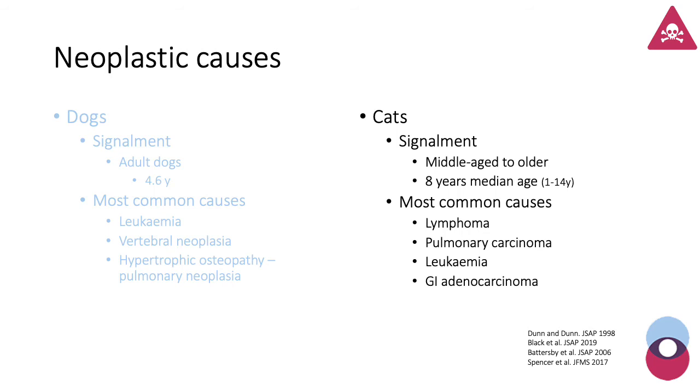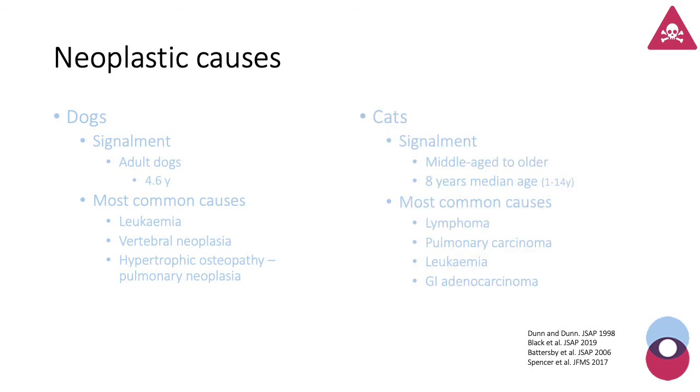In cats, again middle-aged to older, the most common causes were lymphoma, pulmonary carcinoma, leukemia, and GI adenocarcinoma. Among these, lymphoma is probably the most common, also just because it's a very, very common neoplastic cause that we can see in cats.